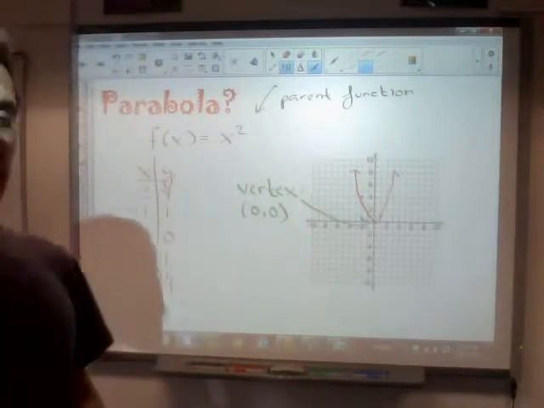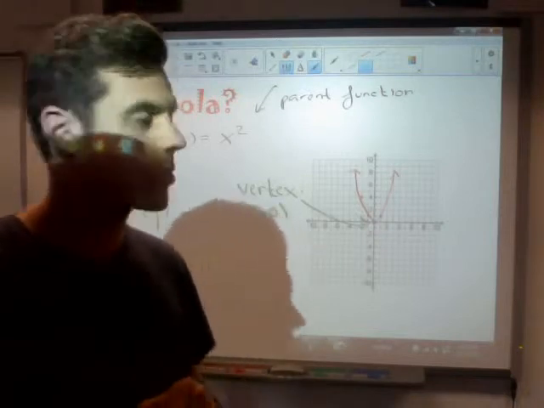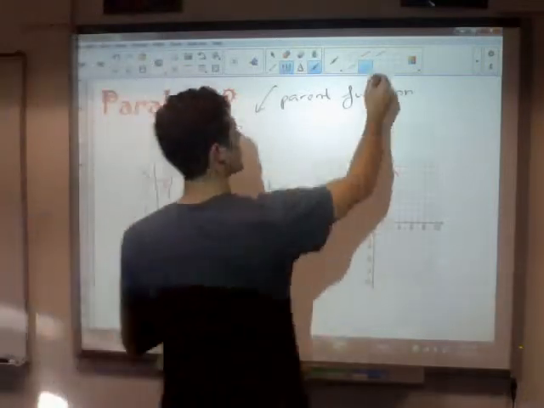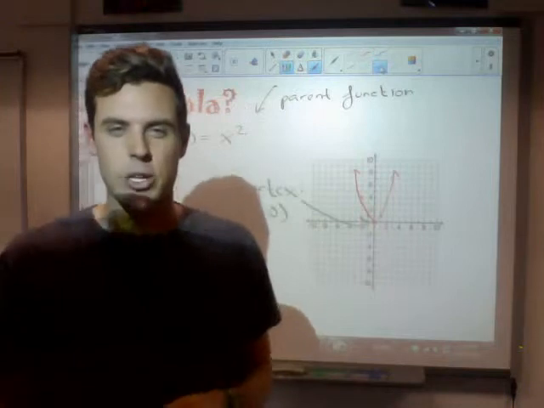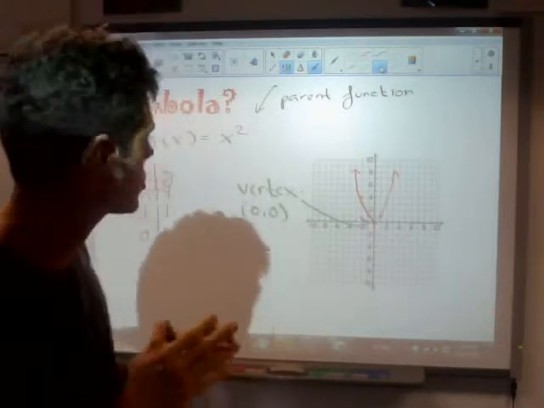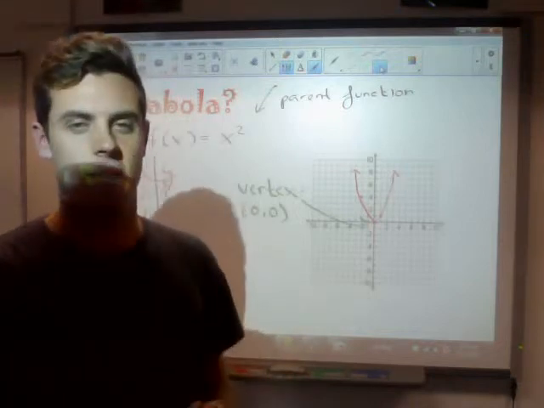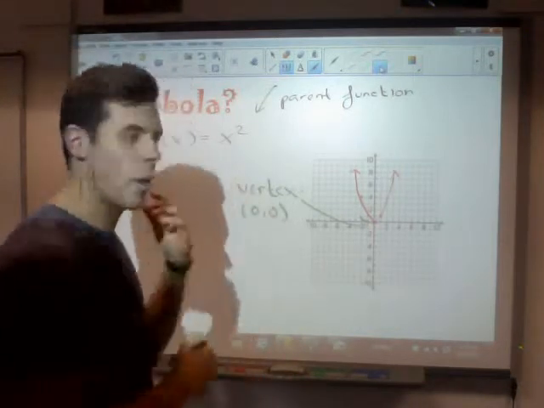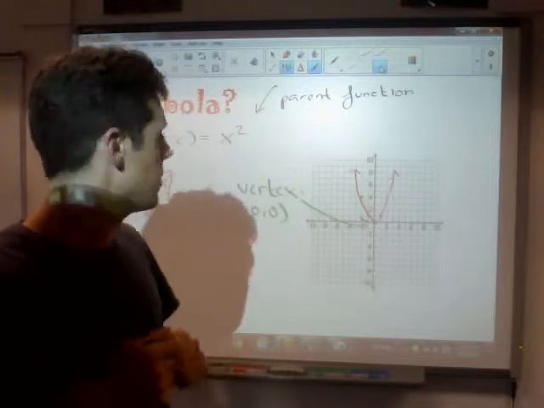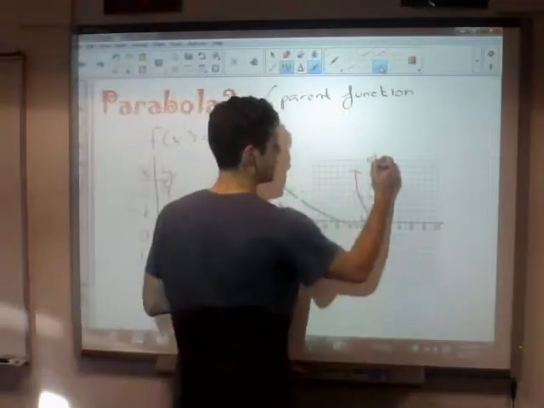Other traits, characteristics of the parent function y equals x squared. Well, I notice that it's symmetrical. Okay, it's symmetrical, meaning it's the same on the right-hand side as it is on the left-hand side. Where is my line of symmetry here? Well, my line of symmetry is right down the middle.